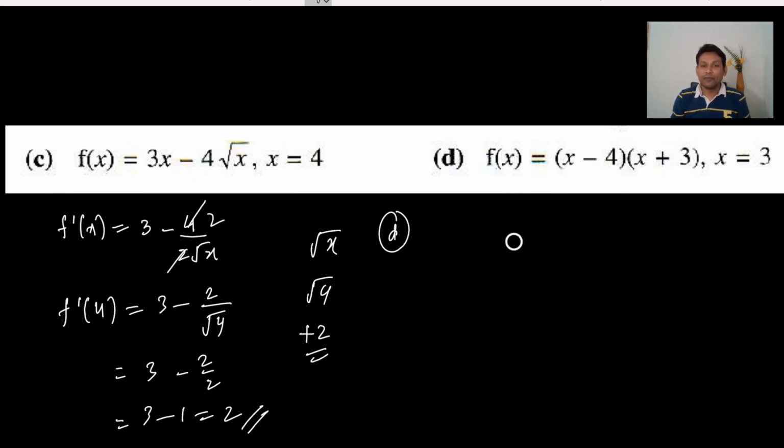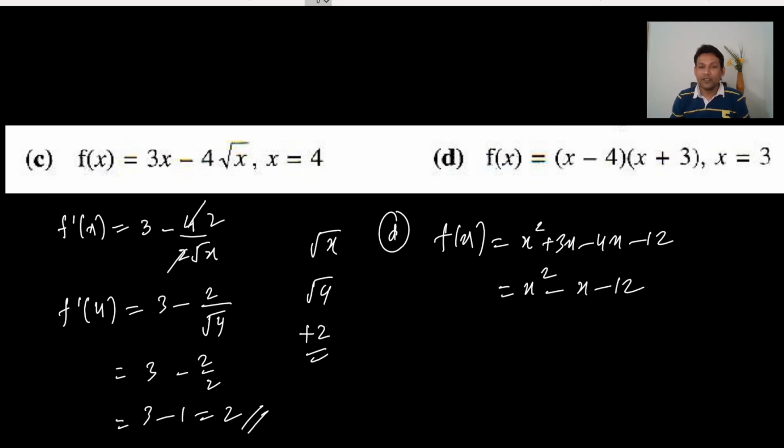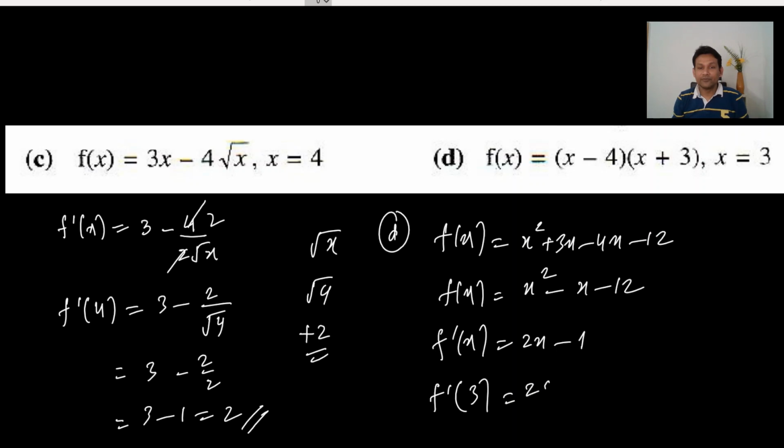In this situation, we have to multiply both the brackets. When we multiply, it comes x squared, plus 3x, minus 4x, and minus 12. Finally, this result is coming minus x and minus 12. Now, we just multiplied; this is f of x. Now, apply the differentiation. When I write f dash, this will become 2x minus 1. Differentiation of x is minus 1, and this constant is 0. Now, apply 3, and 6 minus 1 is 5, and that's what we have done.